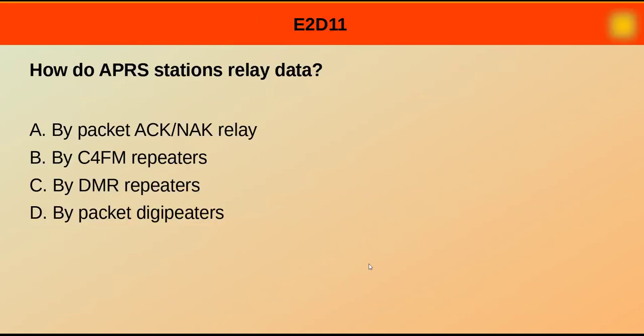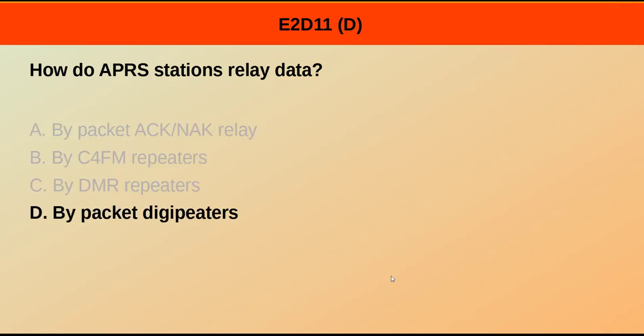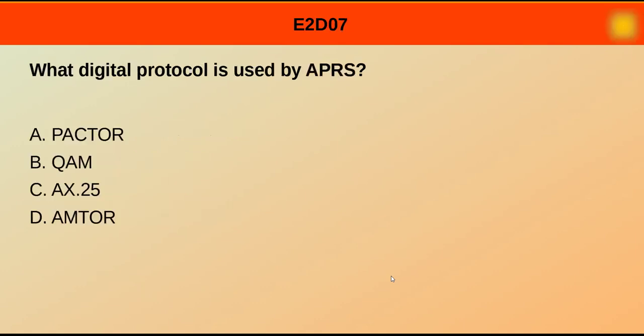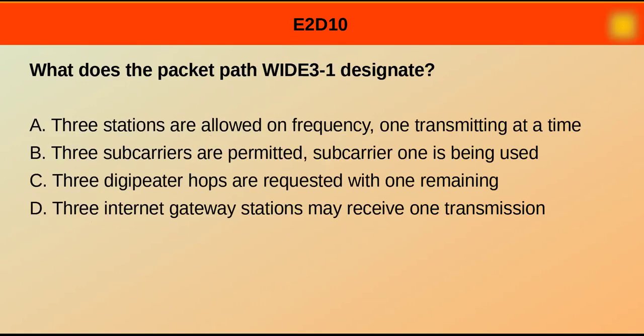How do APRS stations relay data? So, the digipeaters. What digital protocol is used by APRS? What does the packet path Y3-1 designate?